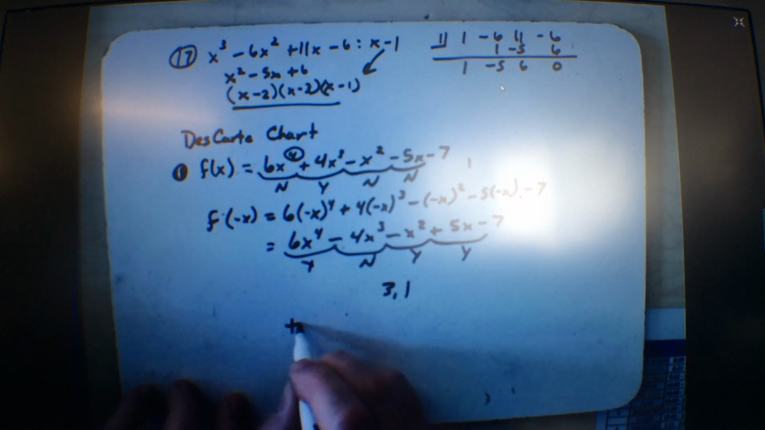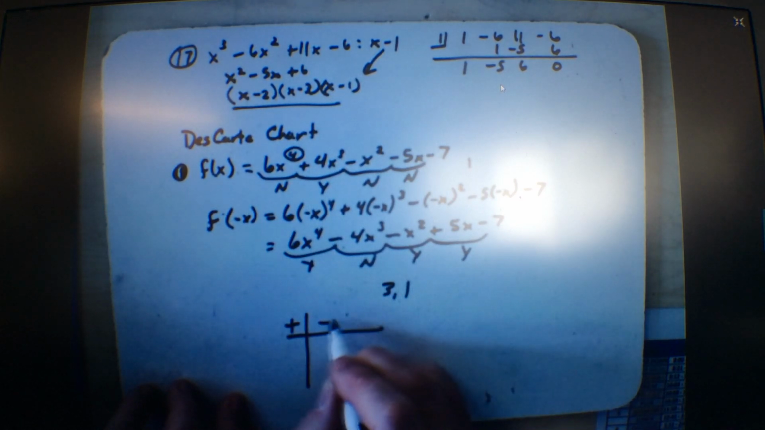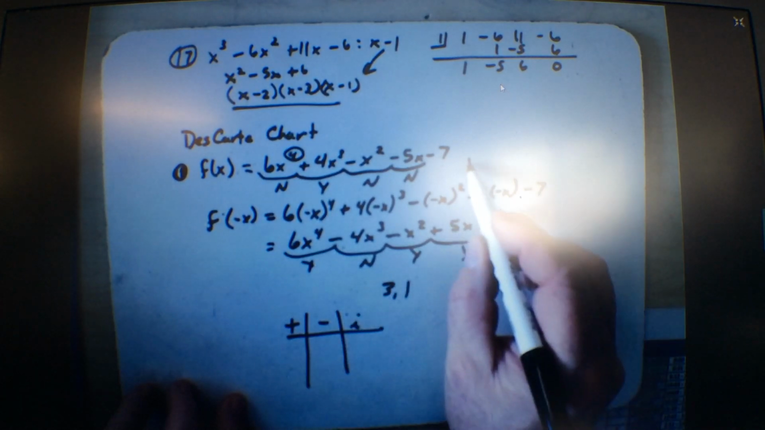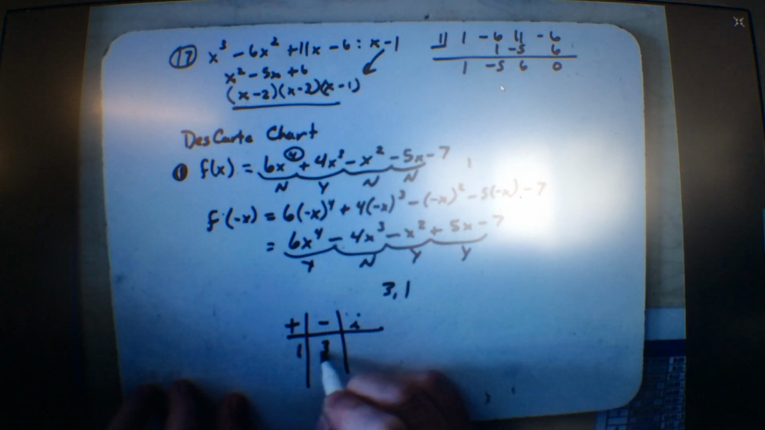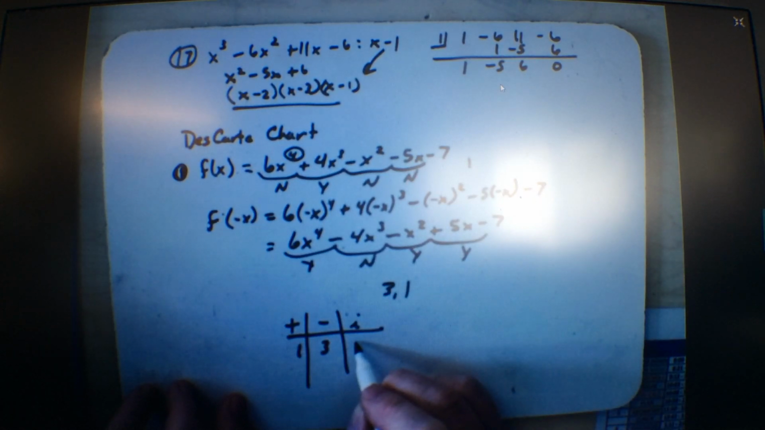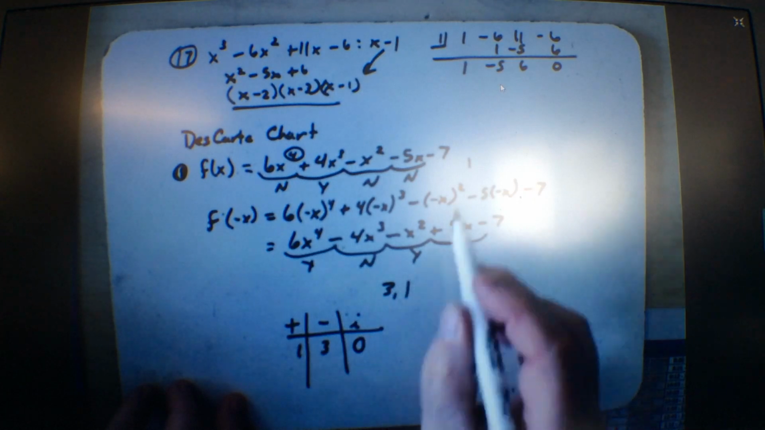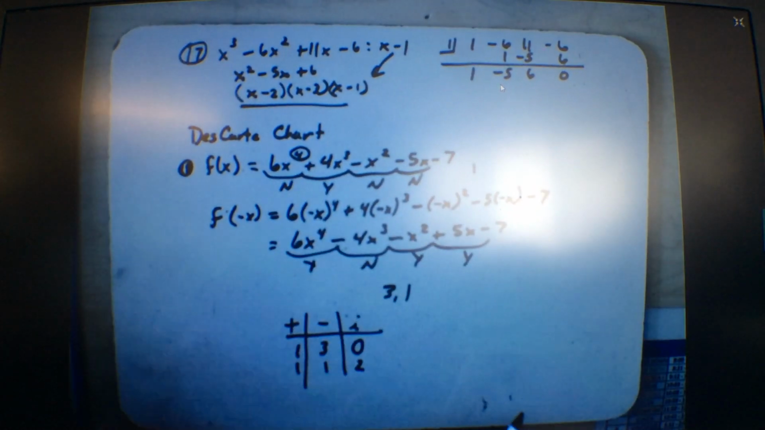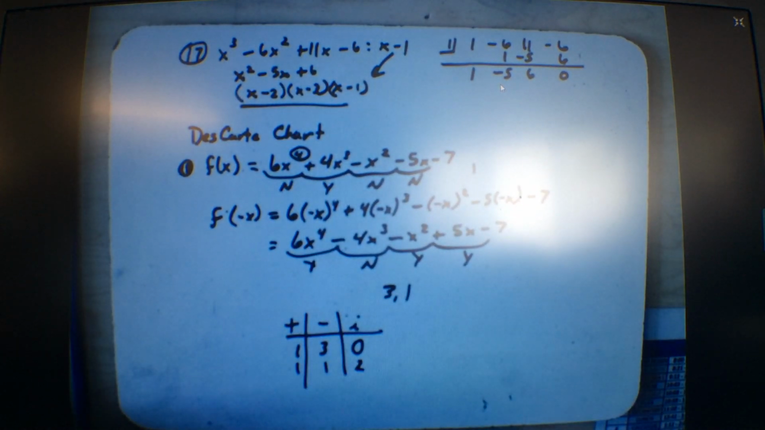Okay? So I have plus, minus, imaginary, which will be filled in for you. All you have to do is fill in a number. So I start with this. I go 1, 3, 1, 3, and since there's a total of 4, how many imaginary? 0. Then I have 1, 1. How many imaginary? 3. 2. 2, because there's 4 total. And I'm done, right? That's Descartes' chart.